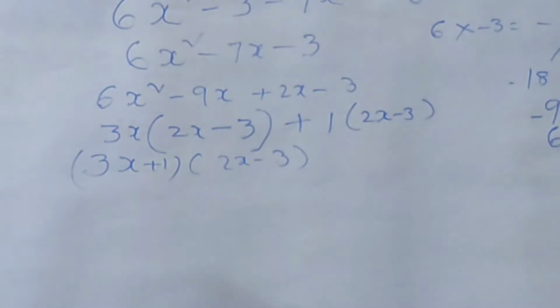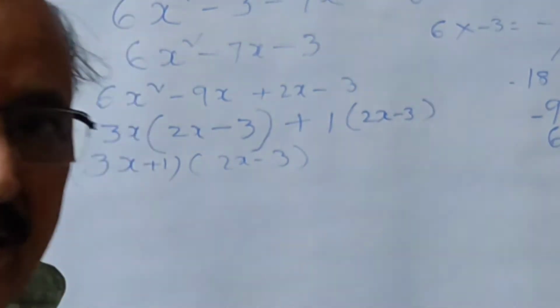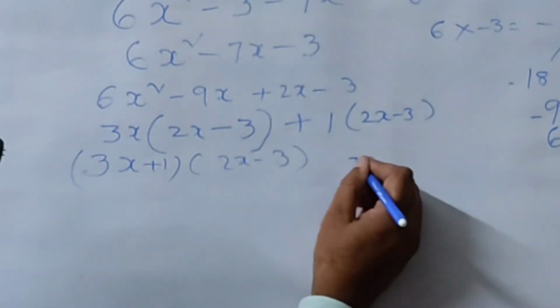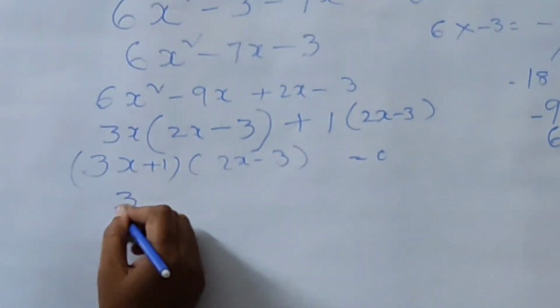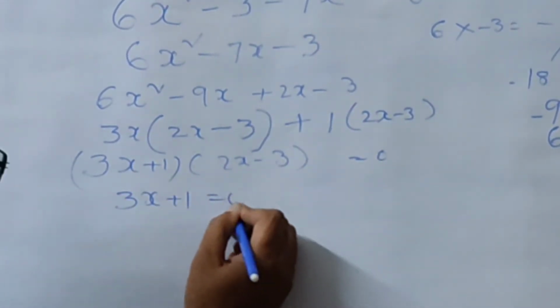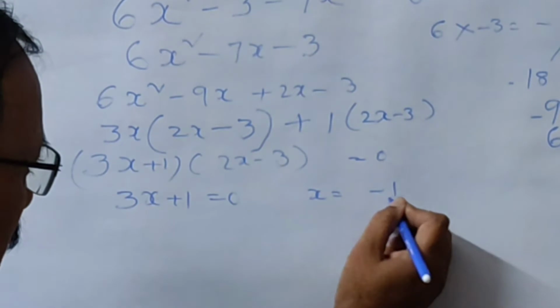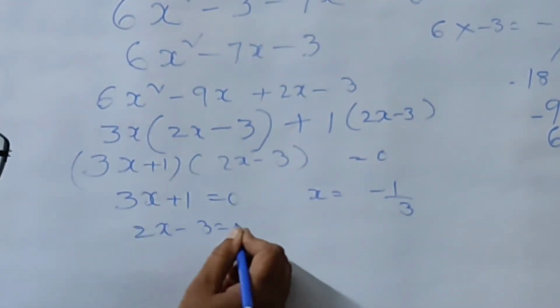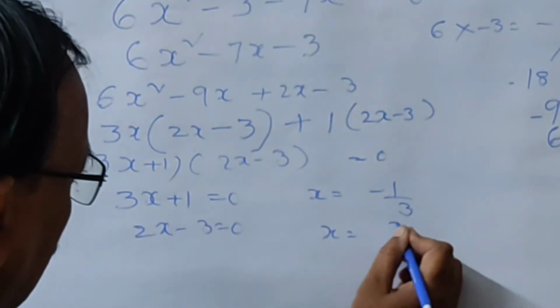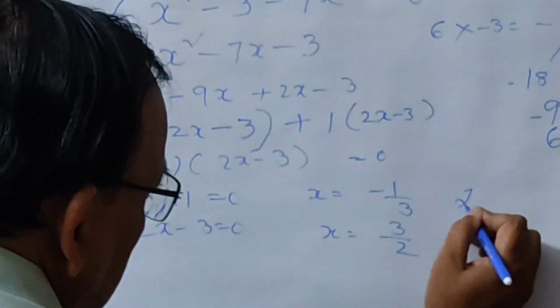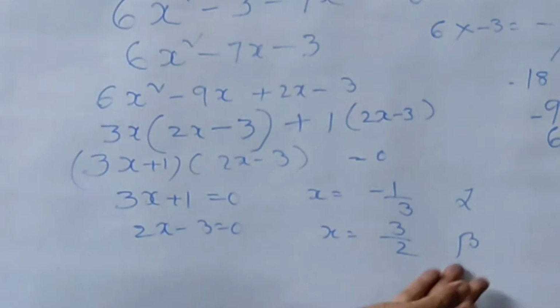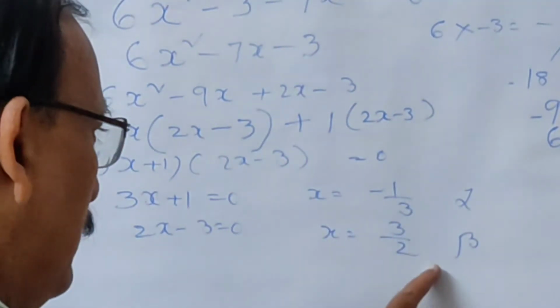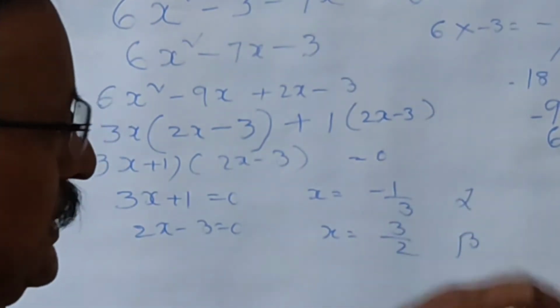Now we have to find the zeros, alpha and beta. Take each factor equal to 0. Now 3x plus 1 is equal to 0, here x is equal to minus 1 by 3. And 2x minus 3 is equal to 0, here x is equal to 3 by 2. Now this is alpha, this is beta. We can take either alpha here and beta there, or beta here and alpha there.